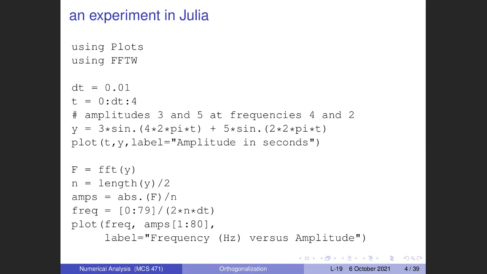Here is an experiment in Julia, how one could do signal processing. What I want to point out is that the FFT, the fastest Fourier transform in the West, is wrapped in Julia. And we can make a signal and then look at its fast Fourier transform. So the Fourier transform goes from the time domain to the frequency domain.